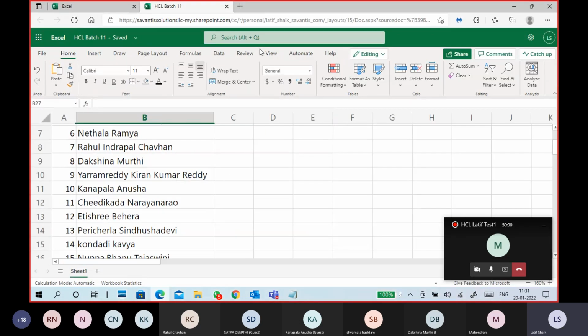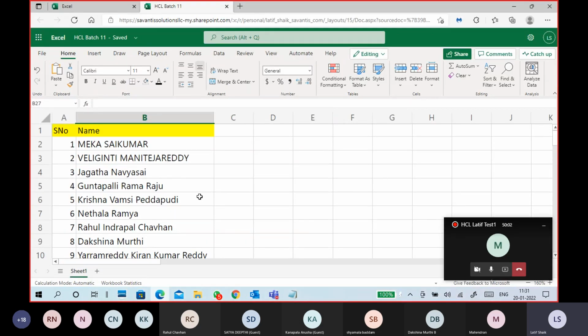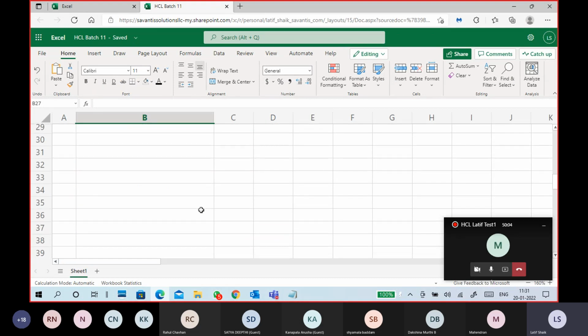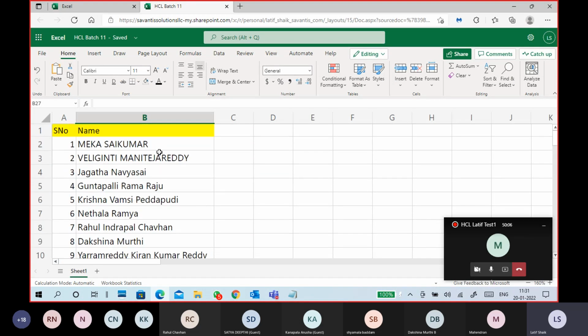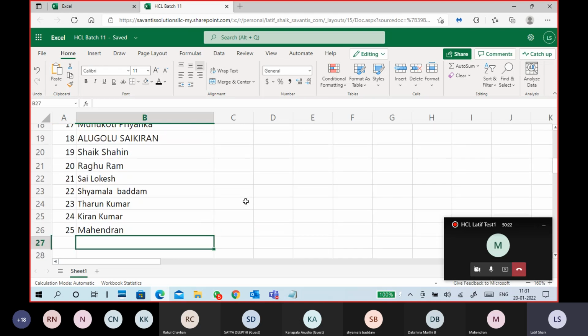I access through web browser only because I can easily share and access from anywhere. Okay, so I can easily share it to your Ravan sir or Ruxana madam or maybe any other trainers. I can easily share the details.